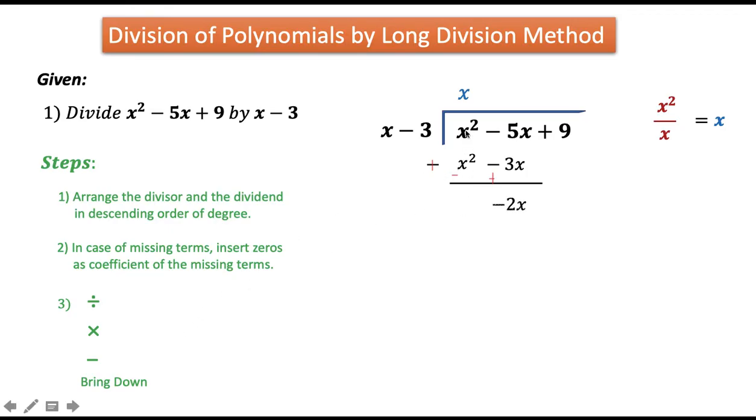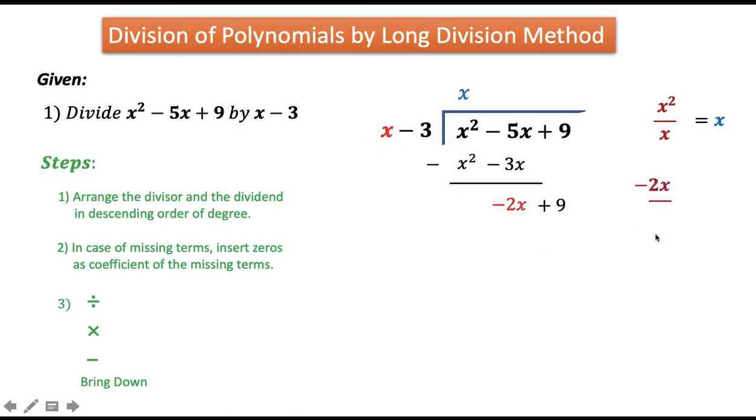Change the sign of the subtrahend, then proceed to addition. Then this one is cancelled. Negative 5x plus positive 3x is negative 2x. After subtracting, bring down. So we will bring down plus 9. Then we will go back to dividing. We will just follow the same process. Divide the leftmost term of the dividend and divisor.